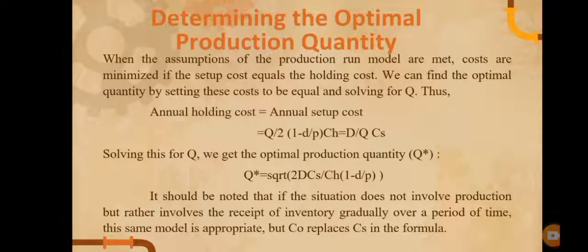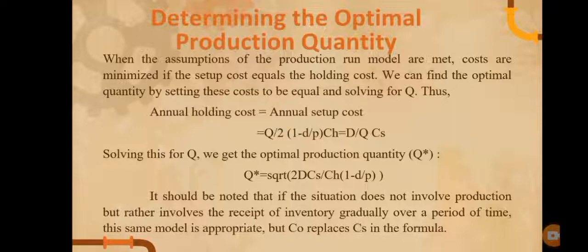So, determining the optimal production quantity: when the assumptions of the production run model are met, costs are minimized if the setup cost equals the holding cost. We can find the optimal quantity by setting these costs to be equal and solving for Q. Thus, our annual holding cost will be equivalent to annual setup cost.